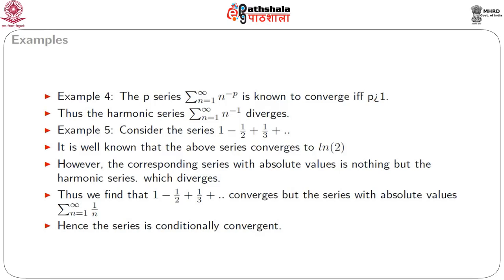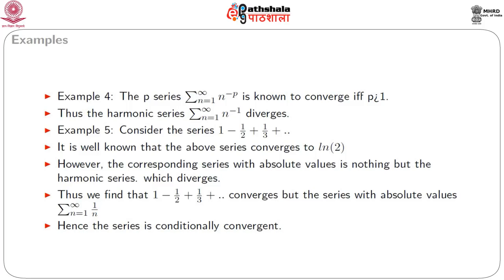In our next example, consider the series with positive and negative terms, that is 1 minus half, plus 1/3, minus 1/4, plus and so on. It is well known that the above series converges to log 2. Actually, this can be found by expanding log(1 + x) and putting x equal to 1. However, the corresponding series with absolute values is nothing but the harmonic series which diverges.